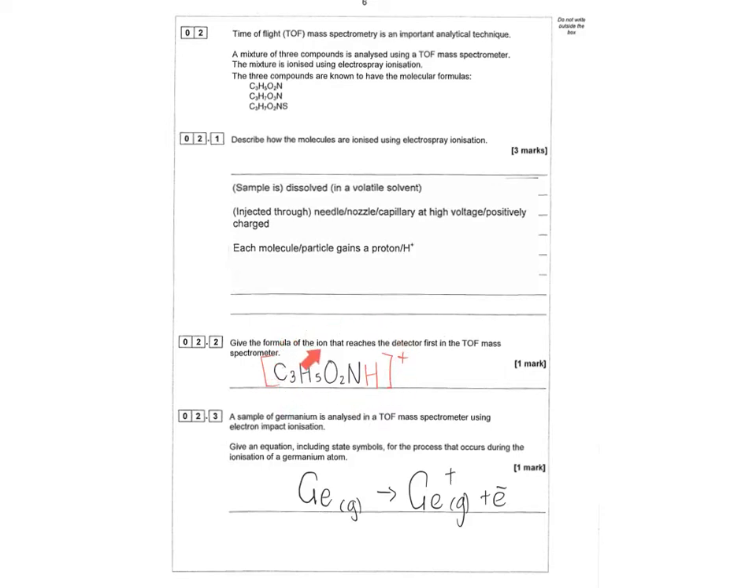ion. Why is it the one that reaches the detector first? Well, if you look at the relative formula mass of these, this is the lightest ion, and therefore, if they've got the same kinetic energy, it's going to have the highest velocity. The next question talks about an element this time, germanium, and it's just the process when germanium gets ionized. So here's your germanium in the gaseous state, losing an electron to become a Ge plus ion.